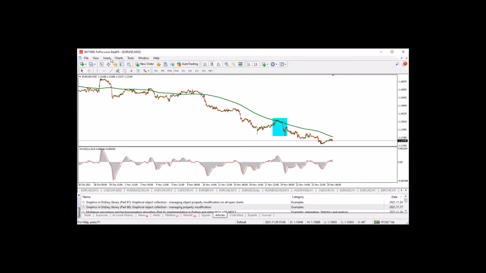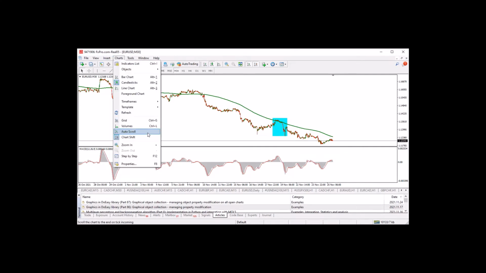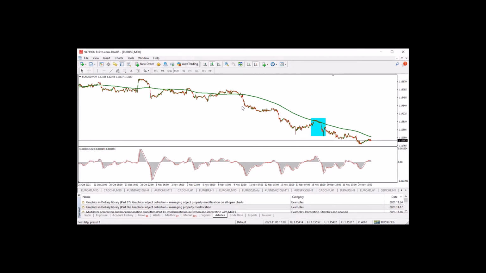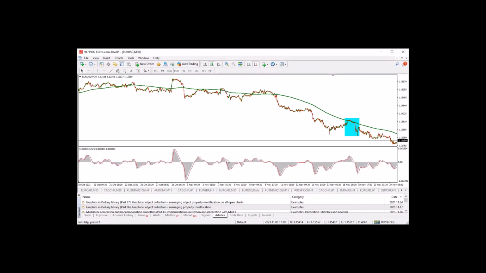Let me move my chart this side. So this was a nice entry there. Here it hits, as you can see, and we had a nice one, and so both of these are nice entries here.